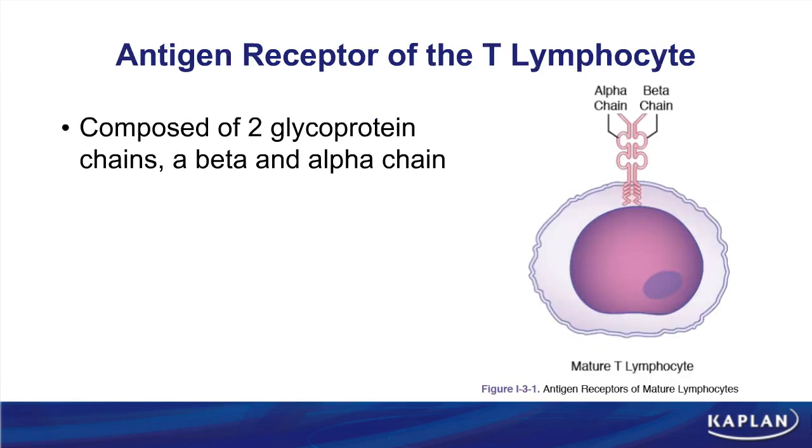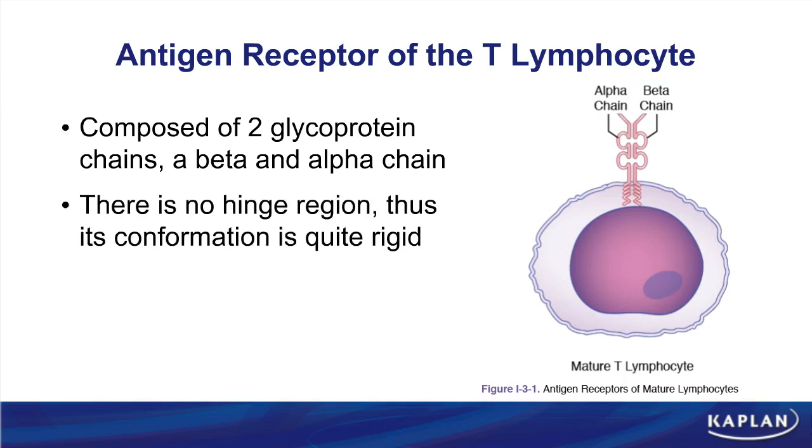If you take what we just learned about the antibody molecule and you cut off one of those arms of the Y-shaped antibody molecule and you put it into a T cell, that's essentially what the T cell receptor looks like. So it is composed of an alpha chain and a beta chain, but the beta chain is actually analogous to the heavy chain of the antibody molecule, and the alpha chain is analogous to the light chain of the antibody molecule. There is no hinge region, and there's no hinge region because T cell receptors are all monovalent. You don't have the capacity to bind two different antigens, so we don't need a hinge region.